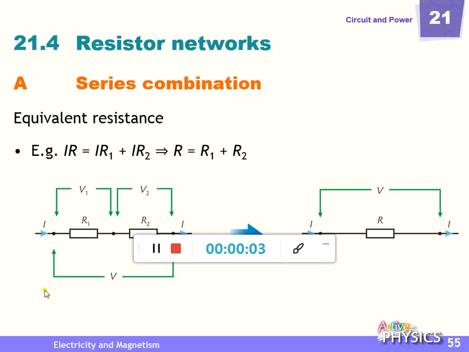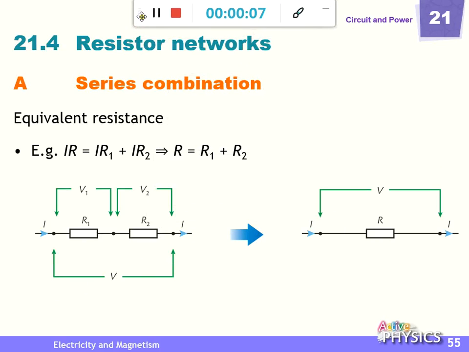Okay, chapter 21.4, resistor networks. What is the meaning of the networks in it? It means that we want to connect different resistors together in different forms, maybe in series or maybe in parallel, or a combination of them. Then when we form this, we say that it is a network.